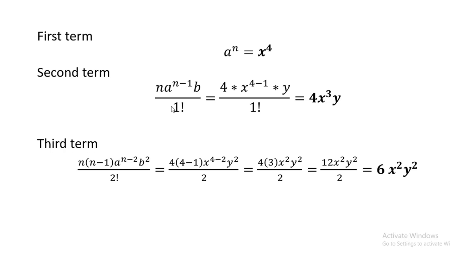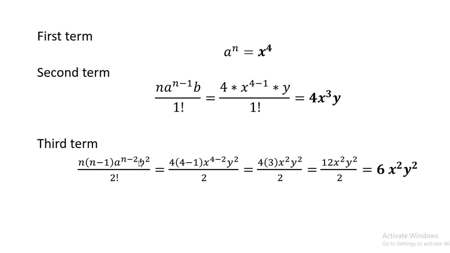n into n minus 1 a, n minus 2 b square upon 2 factorial. Now see, this 4 minus 1, x, 4 minus 2. In the previous step we subtracted 1, now we will be subtracting 2. So 4 minus 2, the power of b was initially 1, now it will be 2, upon 2 factorial. So 2 divided by 2 factorial.